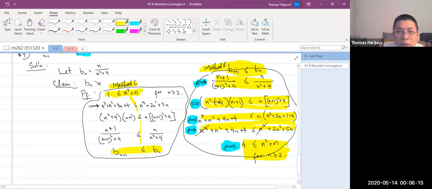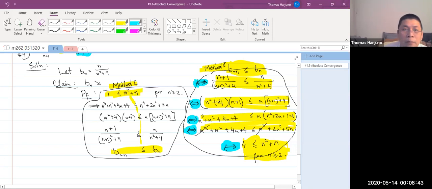Now method 2 is in some sense induction. This is what I want to prove, but this is true if and only if this is true, if and only if this is true, if and only if this is true, but we know this is true. Therefore, the original one must be true. If you have that situation, you need to use this if and only if notation.